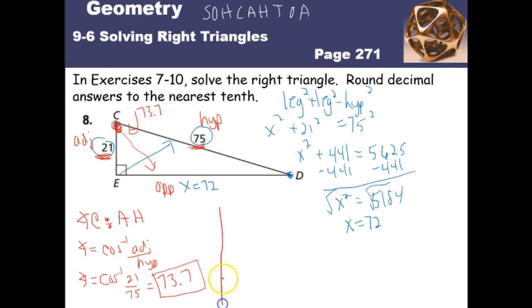And then I need to find angle D. So since I'm finding angle D, I'm going to put a dot here. And now this is the opposite.